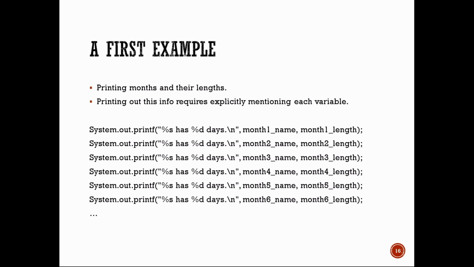And in terms of printing months and their lengths, it is expected also that printing out this info requires explicitly mentioning each variable. So that means there will also be 12 lines that say System.out.printf, calling each variable of the month and each variable length of the month.